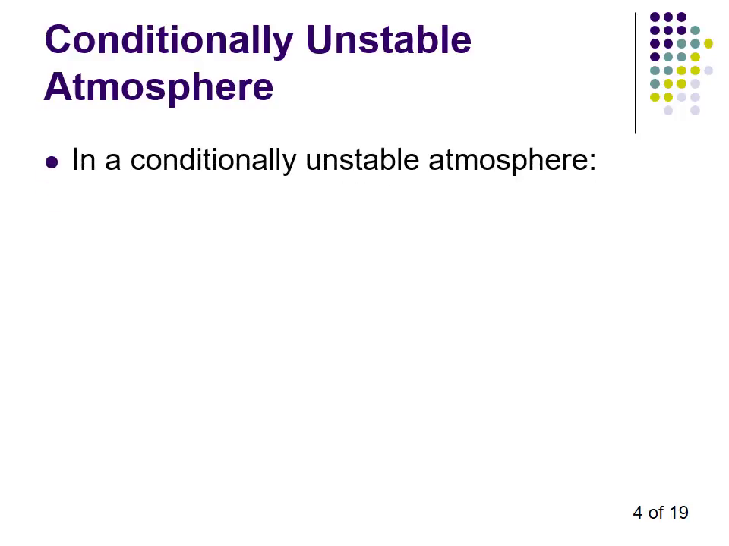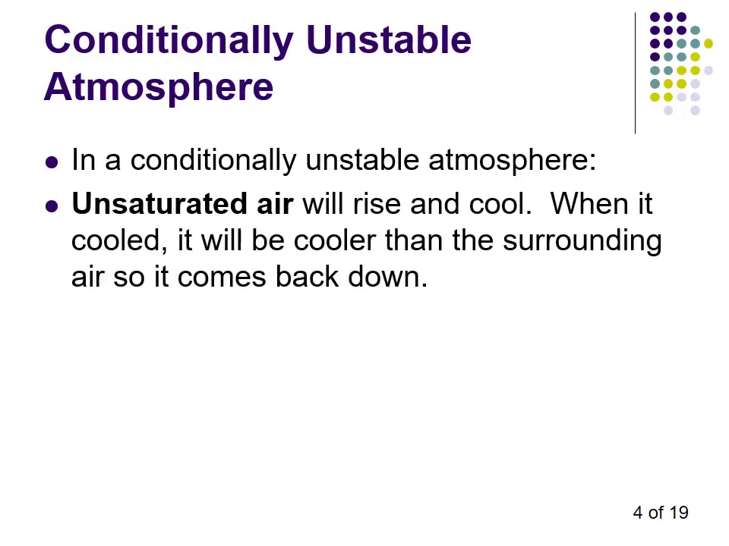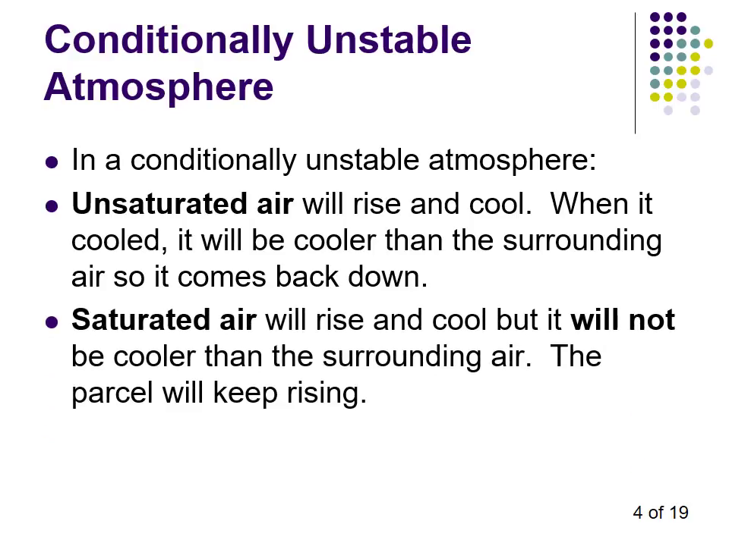Okay, so what is a conditionally unstable atmosphere? Basically, an unsaturated air parcel will rise and cool. Then when it's cooled, it will be colder than the surroundings and will come back down, so it's considered stable. But a saturated air parcel will be the opposite. When it rises and cools, it will be warmer than the surrounding air, and that'll keep rising, so the saturated air parcel is unstable. So this is what conditional means.